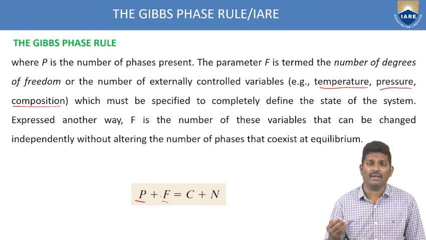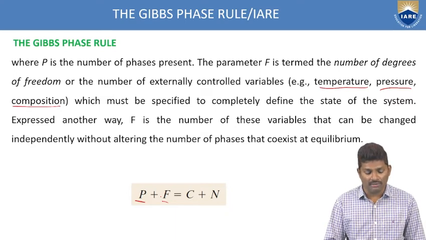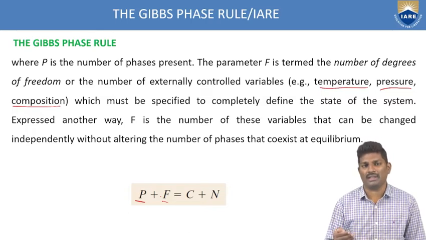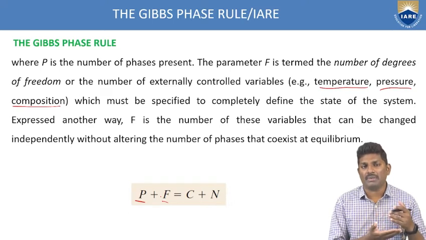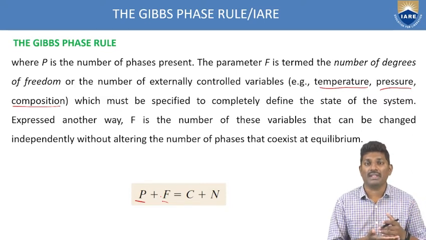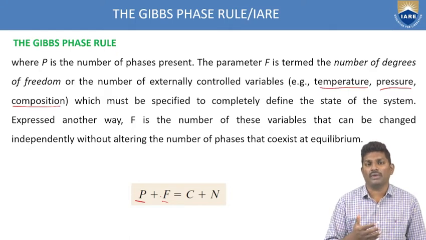Another way of expressing this F term is the number of variables that can be changed independently without altering the number of phases. Rather than the externally controlled variables, we can also define F as the variables that can change independently. Independently the pressure can vary, the temperature can vary, the composition can vary, without disturbing the phases. In that way we can also define F in the Gibbs rule.